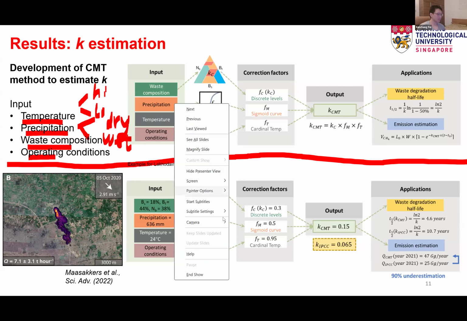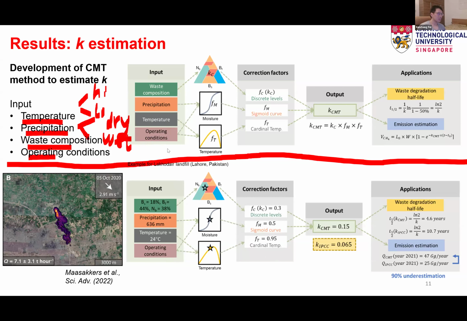categorization, we want to use two continuous functions to adjust or to show the influence of moisture, precipitation, and temperature on the K value. So that is what we have done based on the database, which contains about 300 different data points, right? To put it simply, although later on, if you are interested, I can tell you more about the details.